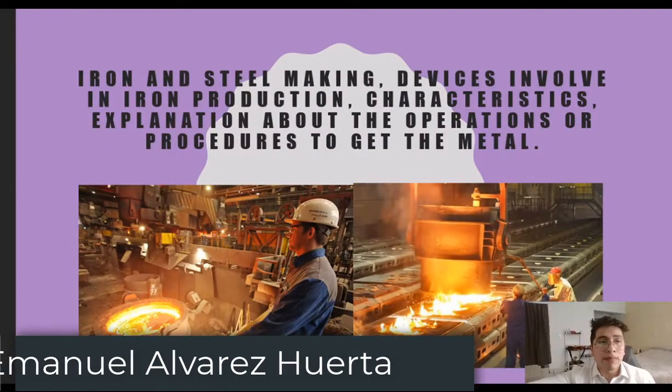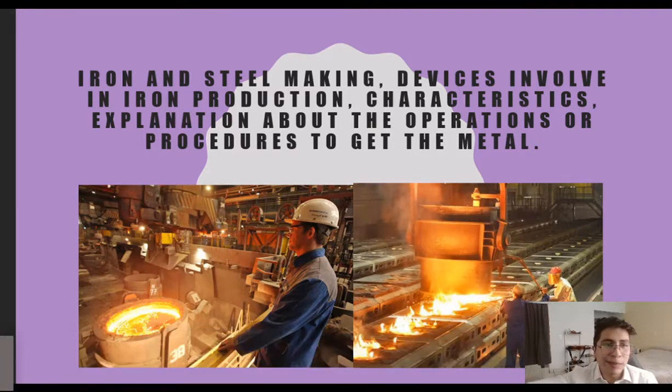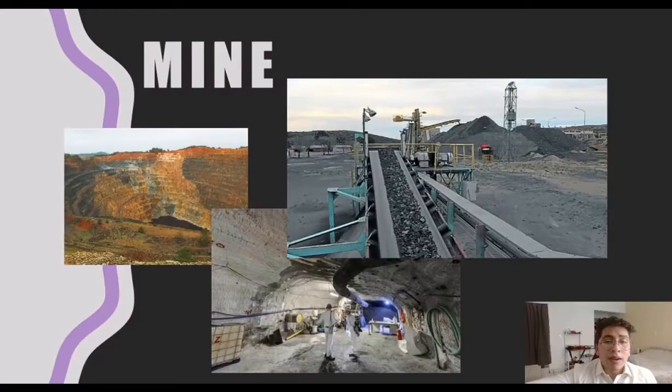Well, teacher, my name is Emmanuel. I am going to tell about iron and steel making, the devices involved in iron production, characteristics, and an explanation about the operation or procedures to get the metal. We always start in the mine, because we need iron oxide, the main material to work with. In the mine, we can have different metals, or in this case, we can have carbon.